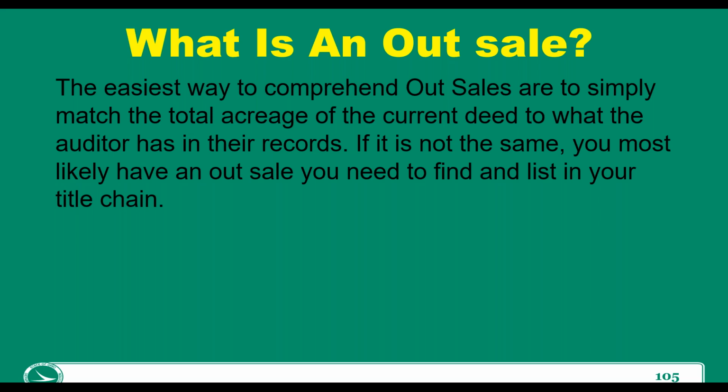Now, the question that comes up all the time is, well, they split it from 100 acres to 50 acres, but that was 3 deeds back. That's not an outsale. It has to be the current deed that is not reflecting what the auditor has.